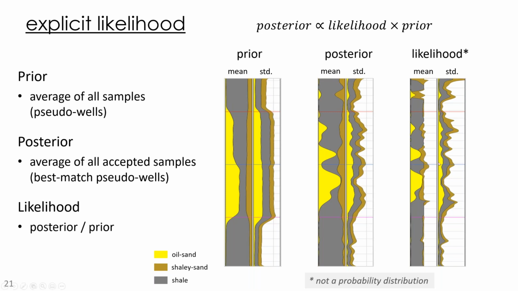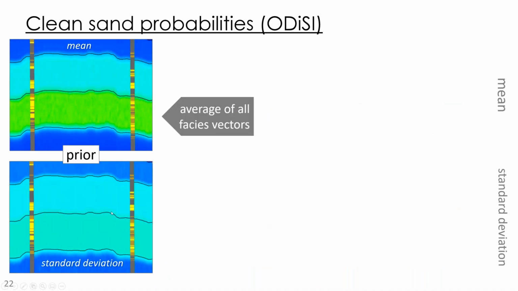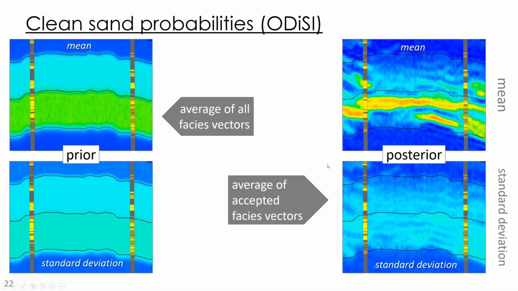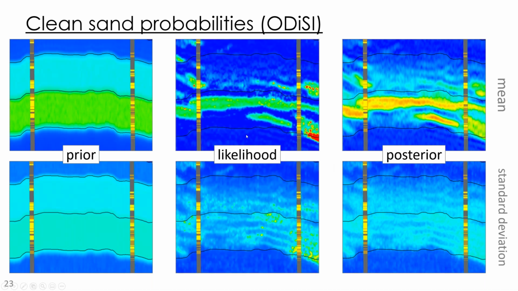But it is sometimes helpful just seeing exactly what comes out of the data, not being impacted by the priors. So in section view, these are our prior facies probabilities, mean and standard deviation. These are our posterior mean and standard deviation probabilities, and by dividing one by the other, we can now get the explicit likelihood. So this is now the information that's coming from the seismic amplitudes.